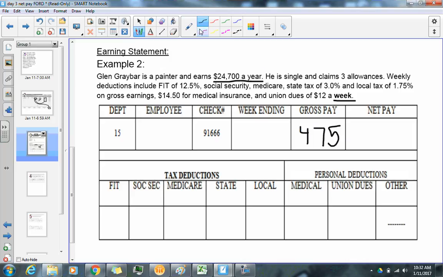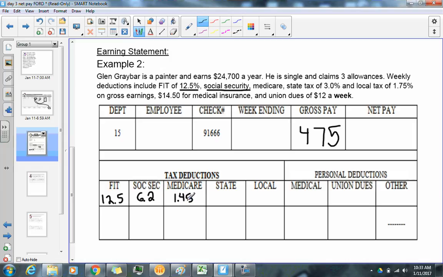Okay. Now, in the problem, all the information is there. So all we have to do is just be organized when we do all this. So it says the FIT, that's the federal income tax, is 12.5%. Now, to make this easier on yourself, I would put all the percentages down here just so I don't have to keep going back and forth. Social Security, notice that Social Security is going to be deducted, but it's not given the percentage. Well, that's 6.2%, as always. Medicare, once again, is 1.45.